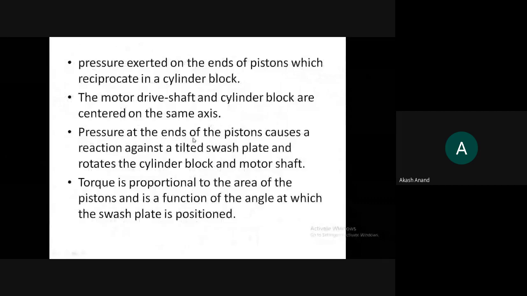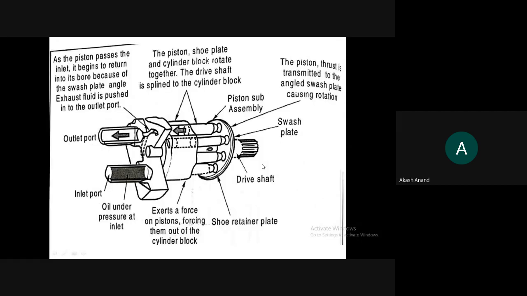So pressure at the ends of the pistons causes a reaction against a tilted swash plate and rotates the cylinder block and motor shaft. Actually, the different piston cylinders are exerting force or thrust on this swash plate at different times. That is how the swash plate is rotating. That rotation is transmitted to the drive shaft. That is how the piston motor is working.